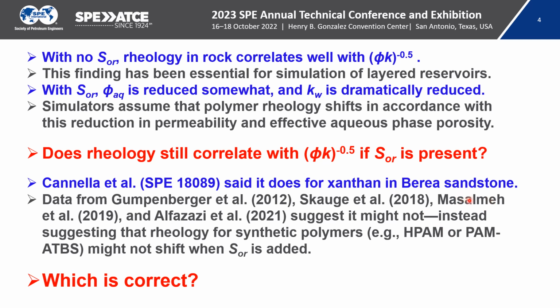In particular, what these folks did was to determine polymer rheology in porous media first without any oil saturation present, and then they established a residual oil saturation and determined polymer rheology again. And although these authors did not say this, if you look at their data, it looks very much like this square root of permeability porosity relationship does not work if oil is present. So that presents a problem for us, of course, because we need to know whether this relationship is valid when we perform our simulations for polymer flooding or chemical flooding processes.